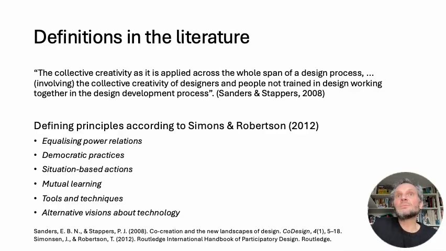According to Simonsen and Robertson, who have a handbook on participatory design, and they also write about the whole history of it, there's a number of things that always return in participatory design projects. And these are not just functional, they are also political in a way. So why are we doing co-design? There's always something to do with equalizing power relations.